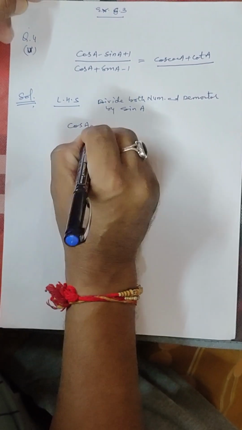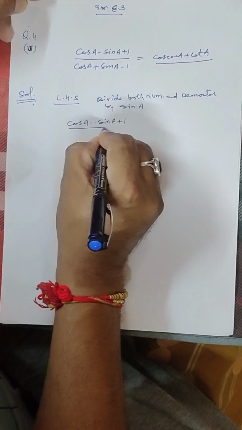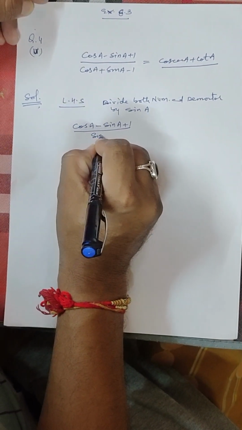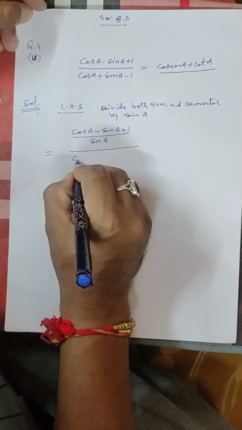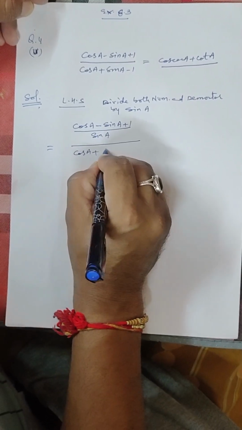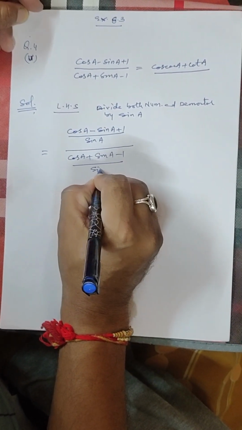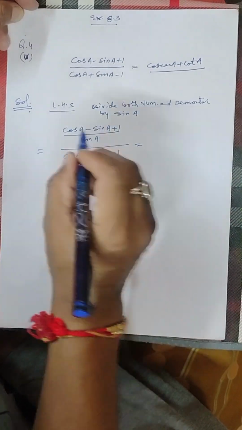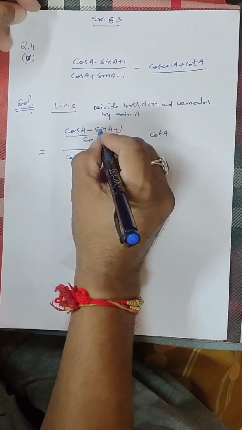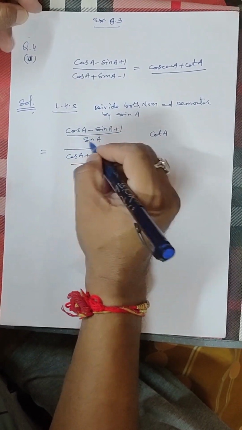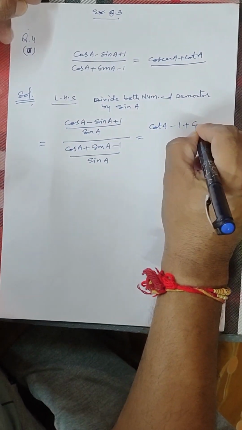Then what will happen? Cos A minus sin A plus 1 divided by sin A, upon cos A plus sin A minus 1 divided by sin A. What you will get? Cos A upon sin A, you will get cot A, minus sin A upon sin A, it will cut and will become minus 1, plus 1 upon sin A will become cosec A.